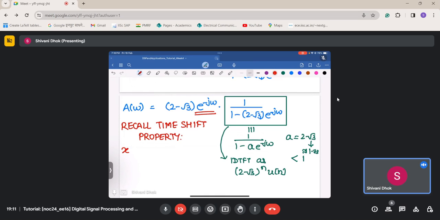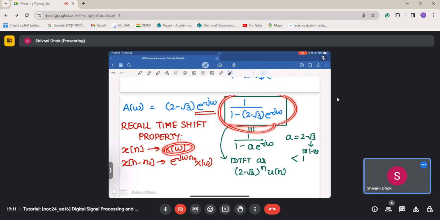So what did it say? If x of n has DTFT as X of omega, then x of n minus n naught has DTFT as e power minus j omega n naught X of omega. So now here this quantity is X of omega, and this quantity corresponds to this particular thing here.